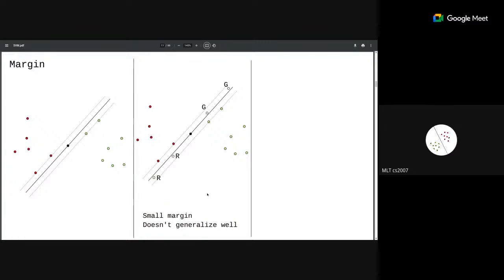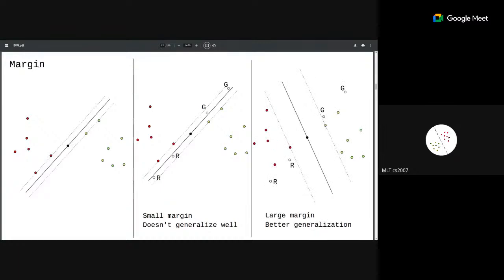So for the same data set, we have a much wider margin available. In some sense, this is the best margin. This is the largest margin that you can think of. And notice how for this classifier, the outcome is perfect. It classifies the green points correctly, the 2 red points correctly. So larger margins generalize better.